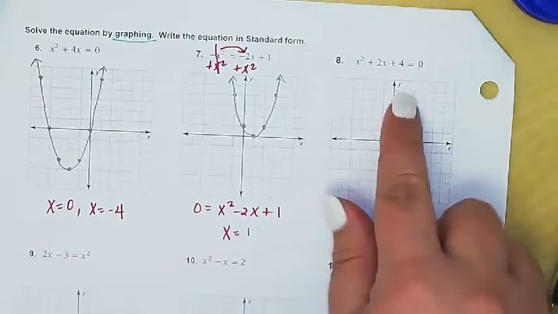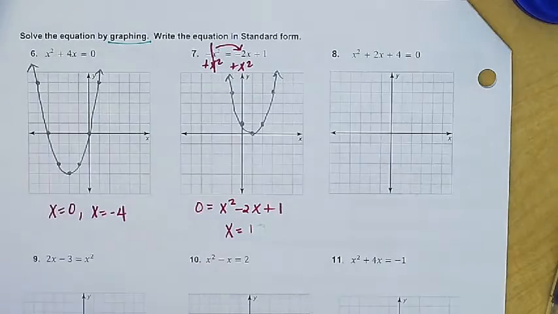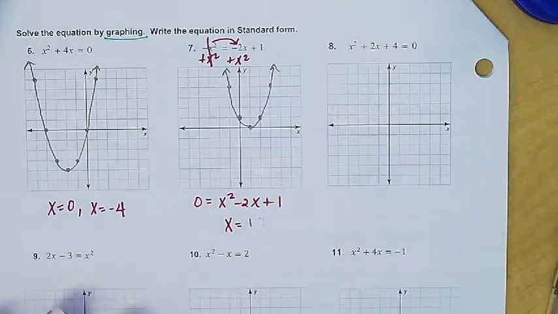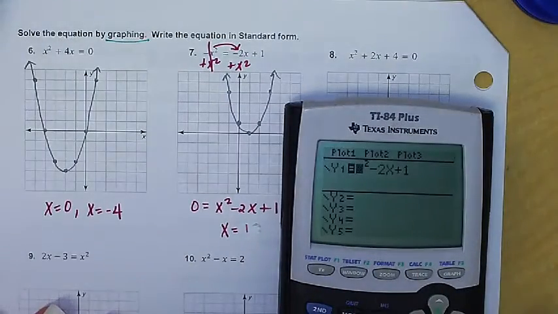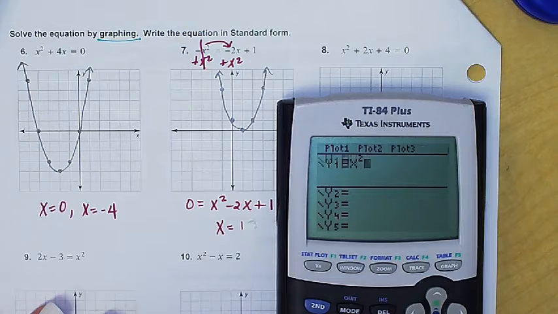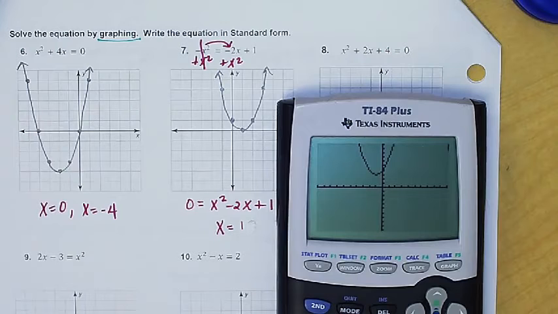Okay, so let's take a look at number 8. First question is that already in standard? Yeah, so this one is already in standard form. It's ready for us to go ahead and put in our calculator to see what this graph looks like. So if we enter the quadratic x squared plus 2x plus 4, and we graph it to get a view of it, this is our parabola.